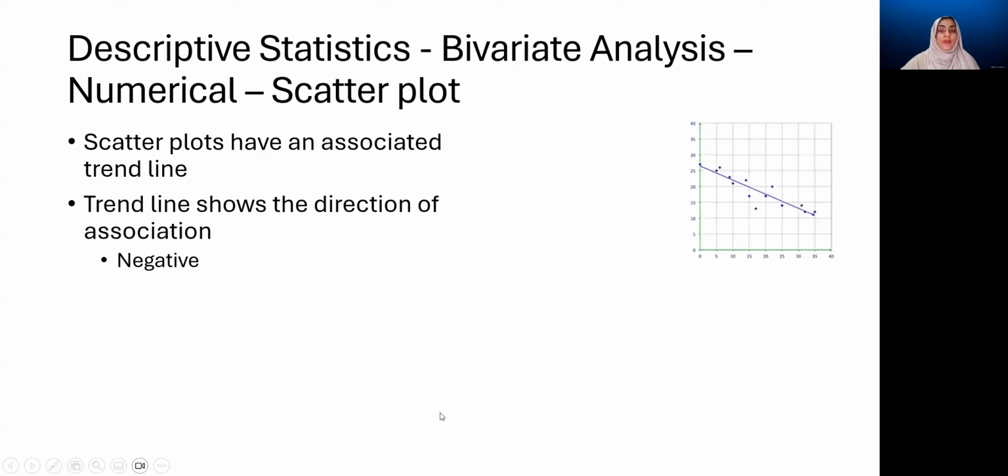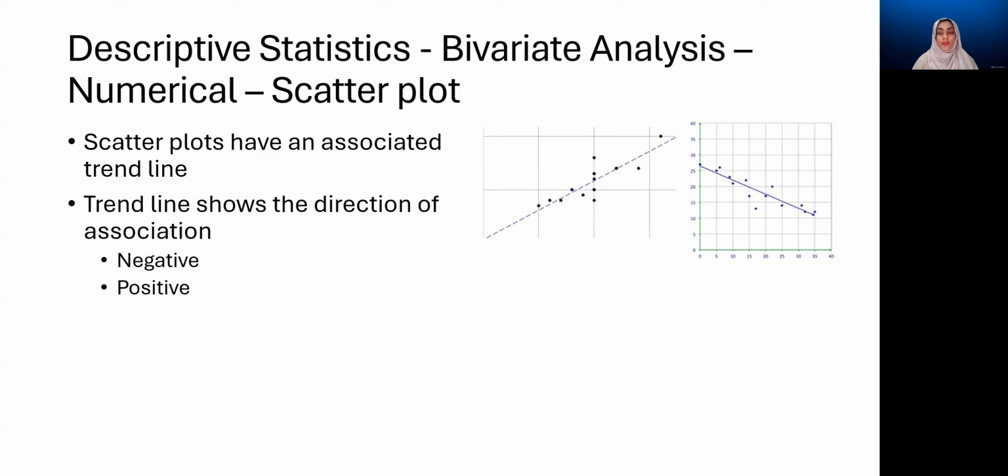Sometimes scatter plots can have an associated trend line with them, which shows the direction of the association between the variables, such as in this case, we have a downward trend. If the value of x is increasing, the value of y seems to be decreasing. So this is a negative relationship between the dependent and independent variables.